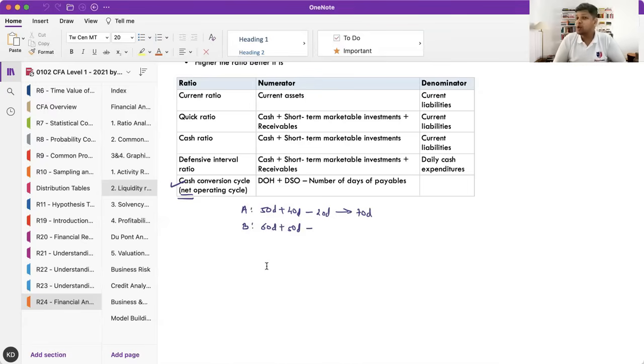Now for B to match with A, what should B do? Interesting question. For B also to have 70 days only, what should B do? Pay 40 days. Tell me everyone, should it pay faster or delay? Delay. So now if B delays payment to its vendors, then the cash conversion cycle of both is the same. Correct? Got it?